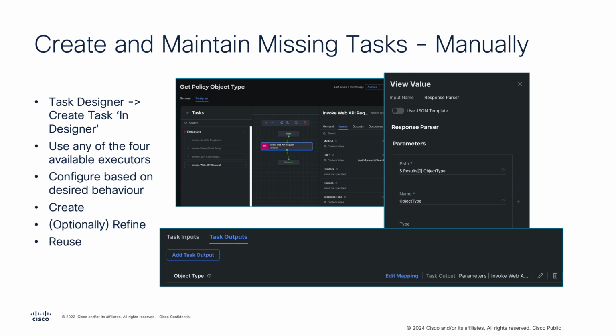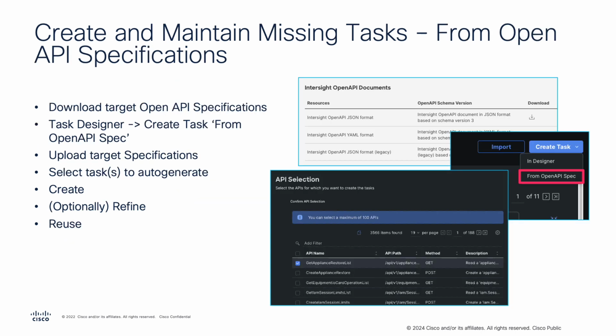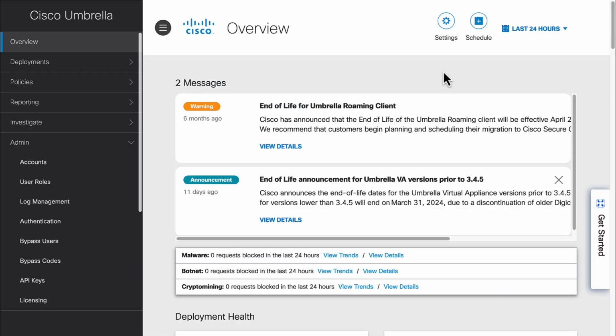There are two ways to create custom tasks in Intersight Automation Task Designer: manually or importing from OpenAPI specification. In this video, we will explore both ways and focus on what OpenAPI specs are and how users can leverage those specifications to automatically generate tasks for custom automation. We'll use Cisco Umbrella as an example. We don't have native tasks at the moment in Intersight.